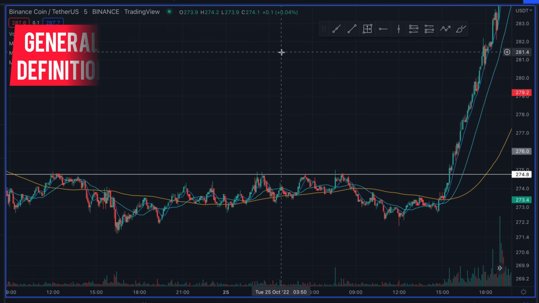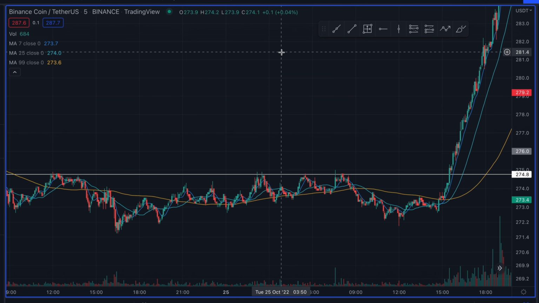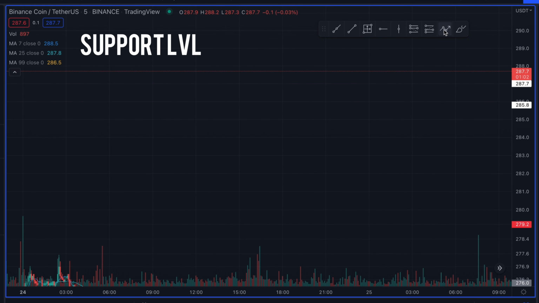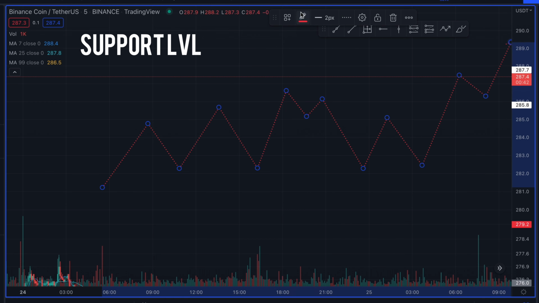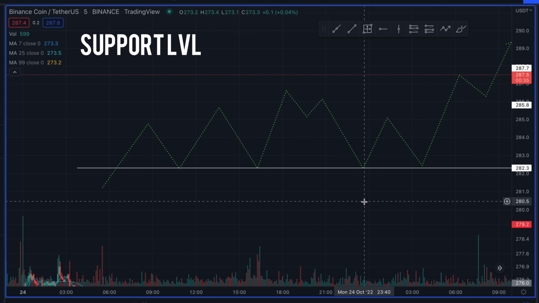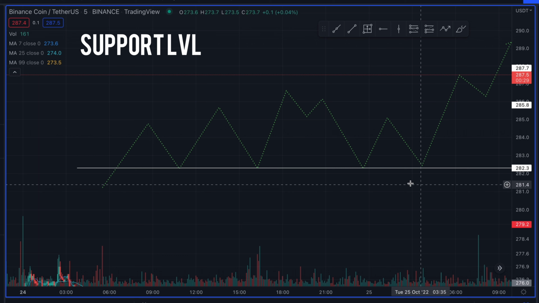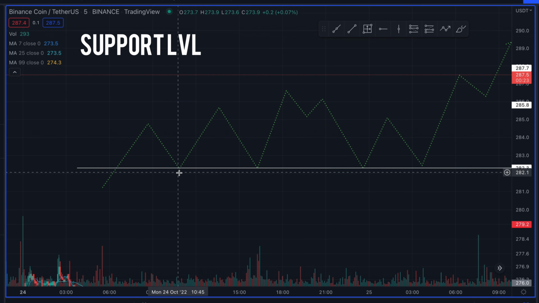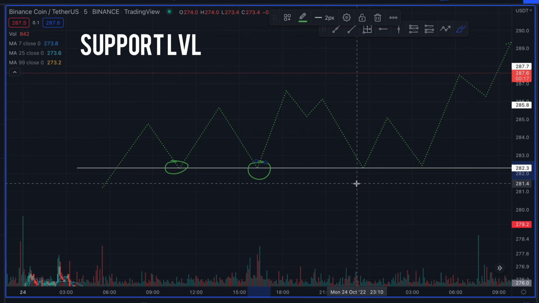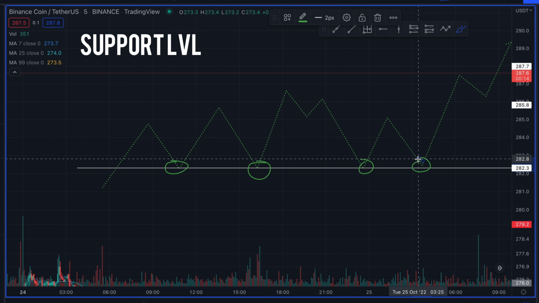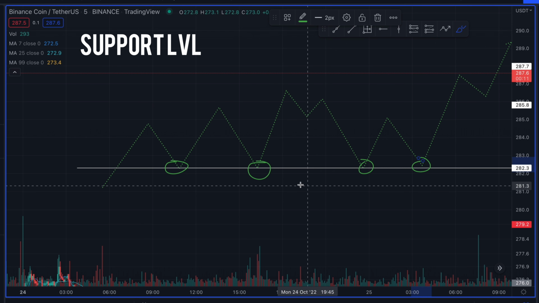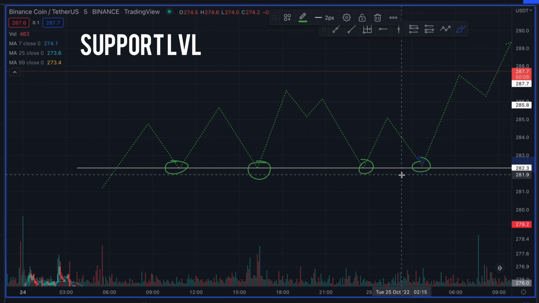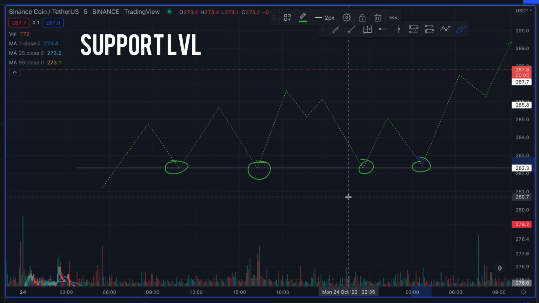So let's start with the general definition and sense. So what is a support level in general? A support level is the level at which demand is strong enough to stop the price from falling any further in the uptrend. For example, you can see that each time the price reaches the support level, it's really hard for the price to penetrate this level. And we can predict that on the support level, there are stop orders of people who trade with the trend. And please consider this fact.